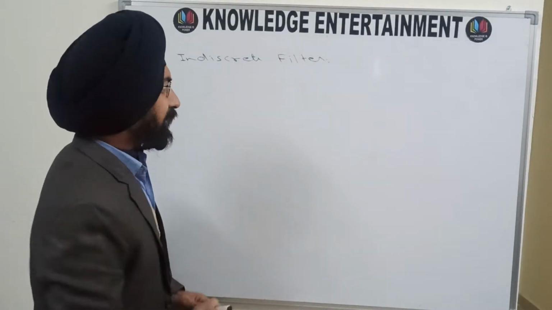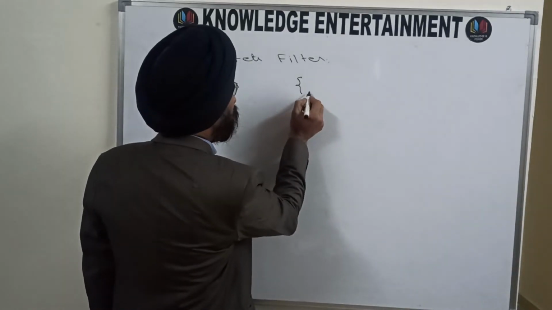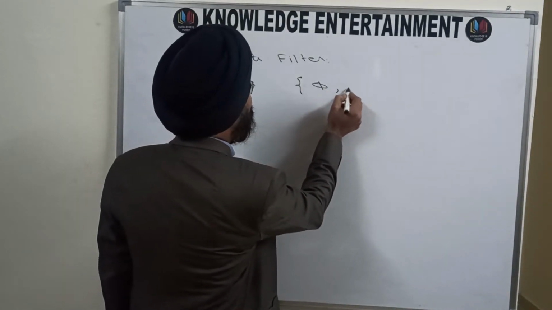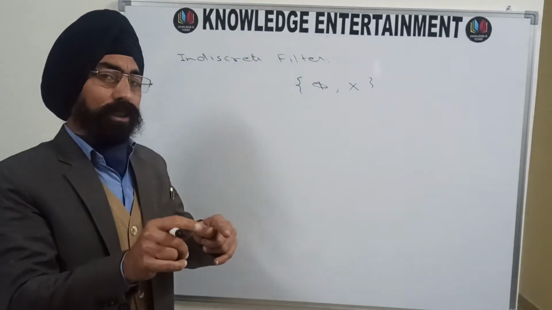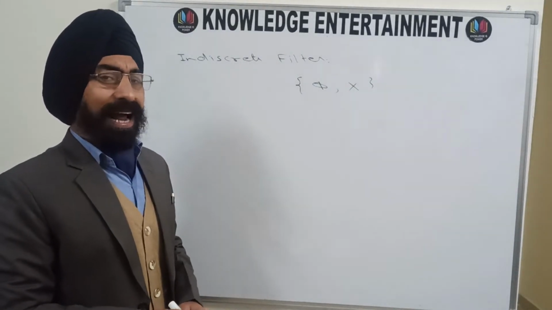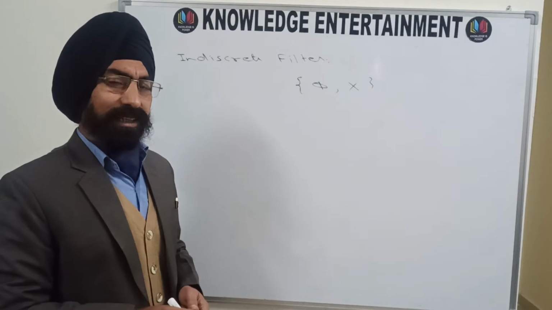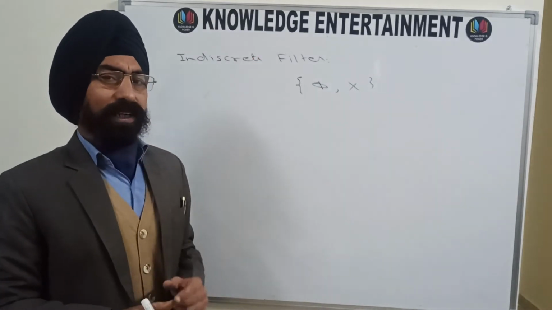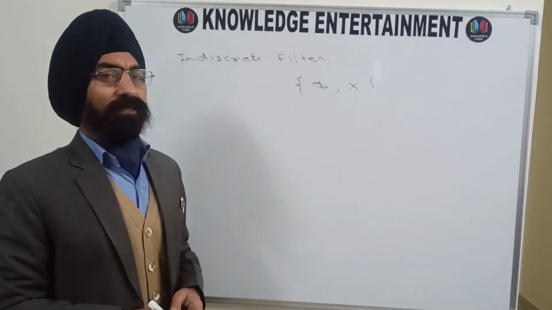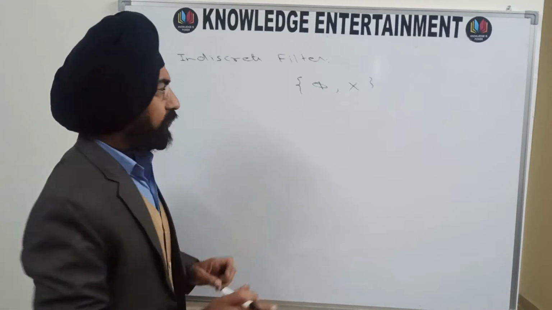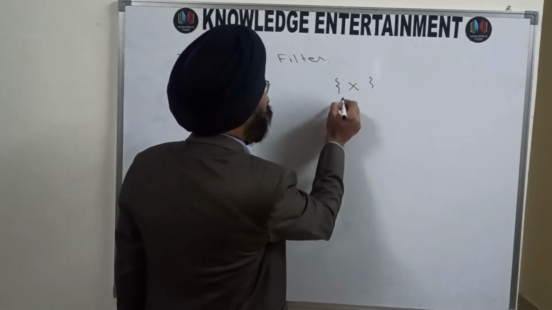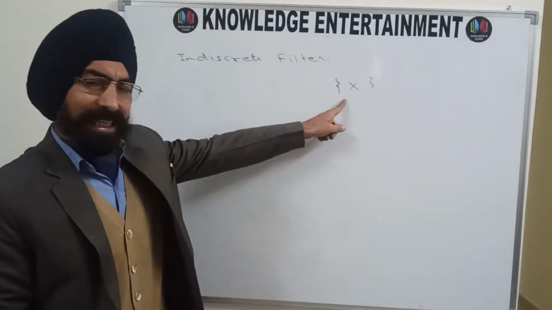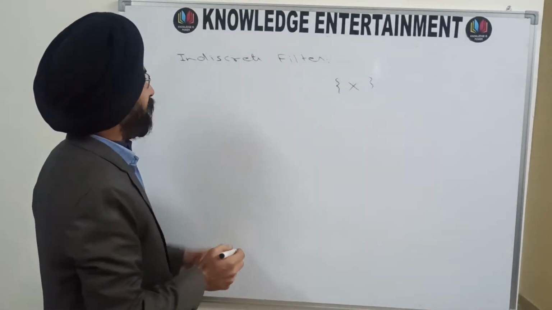And what was the indiscrete topology? The indiscrete topology was the topology containing the set phi and the set X itself. If we relate topology to filters, in filters the first condition is that phi should not be there. So we have only the singleton set {X}, and this is called the indiscrete filter.